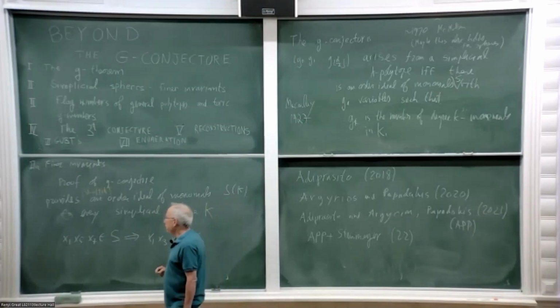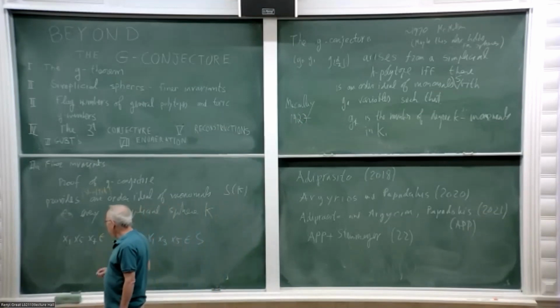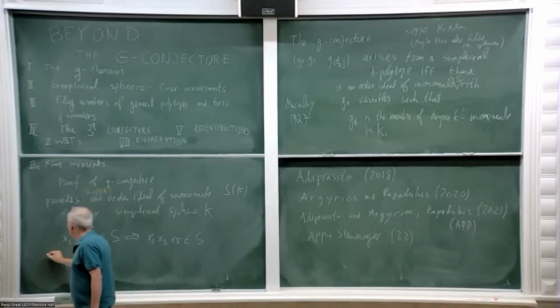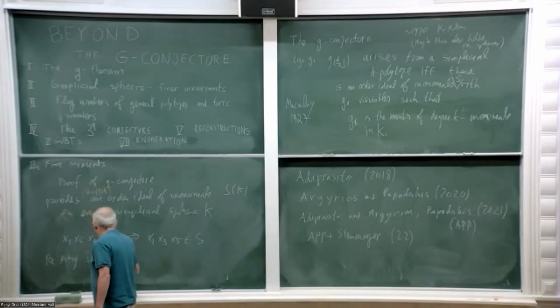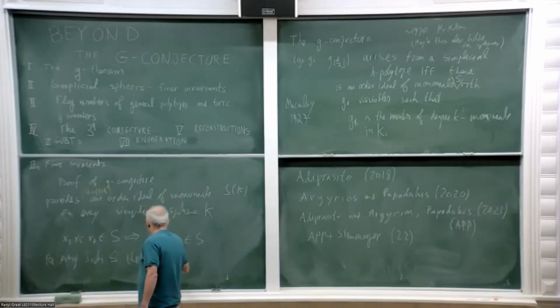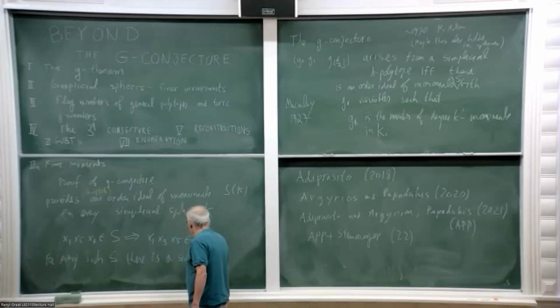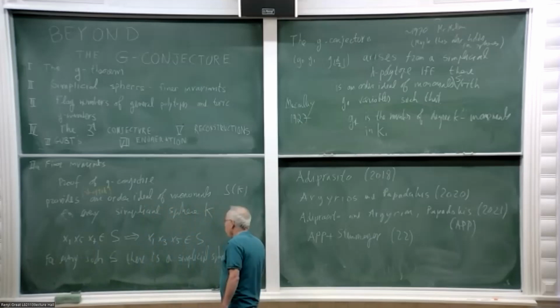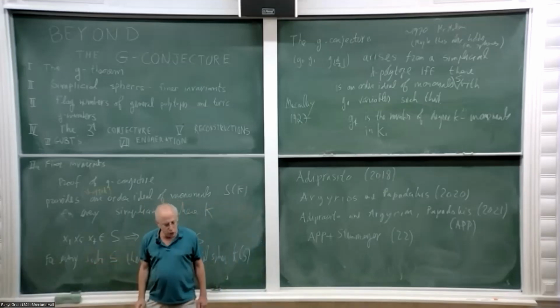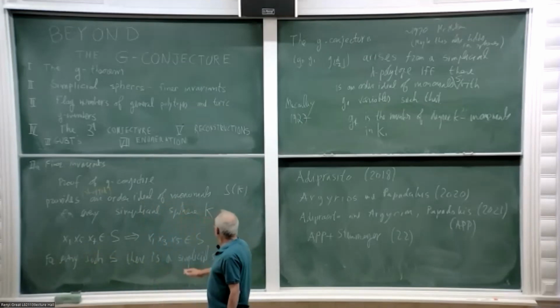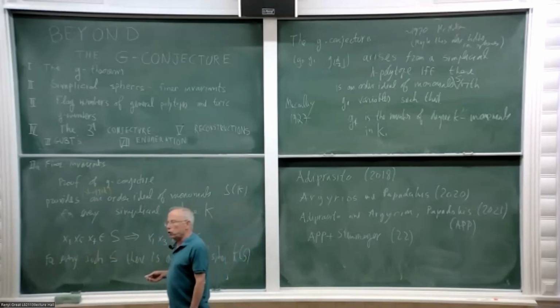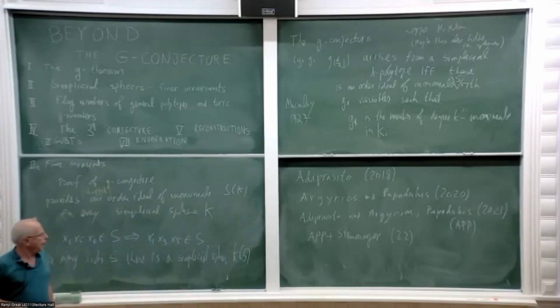First is that for every shifted order ideal of monomials, for every such S, there is a simplicial sphere K of S. So you can start with a shifted order ideal of monomials and get a simplicial sphere. Those simplicial spheres are called squeezed spheres, which I defined in the late 80s.